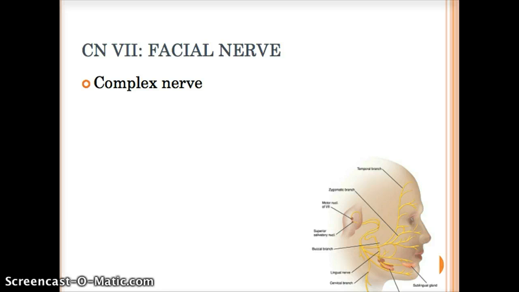Okay, cranial nerve 7 is the facial nerve. This is a really complex nerve, as you can see. Here in yellow, here's the facial nerve. It supplies nerve impulses to muscles of facial expression, the stapedius muscle in the middle ear, and some extrinsic laryngeal muscles. It also is providing the sense of taste from the anterior 2/3 of the tongue.